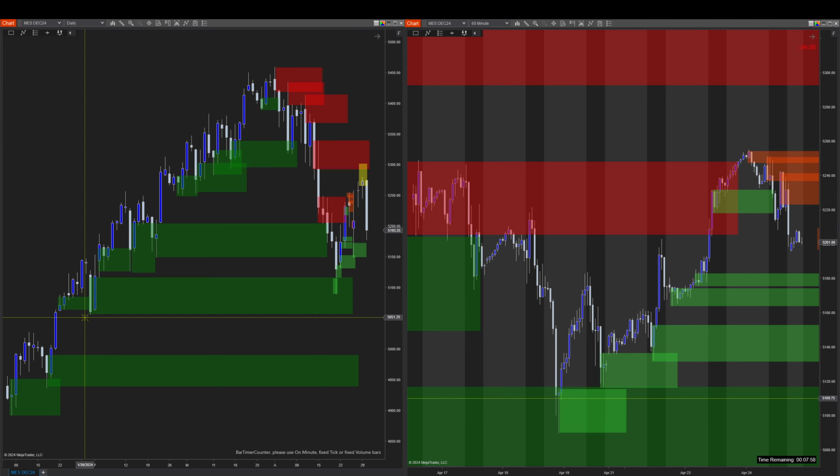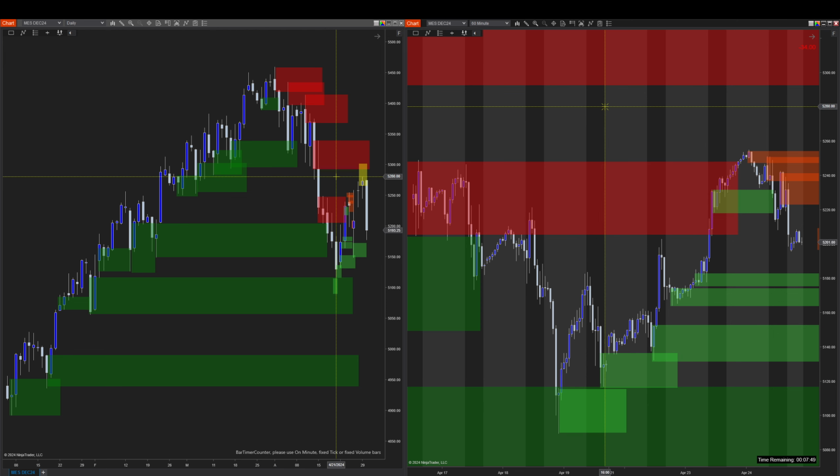All right, supply and demand tips and tricks part two. We're going to go over multiple time frames. On the left, I have the daily, and on the right, I have the hourly. In terms of multiple time frames, you want your higher time frame to be somewhat relative to your shorter one.